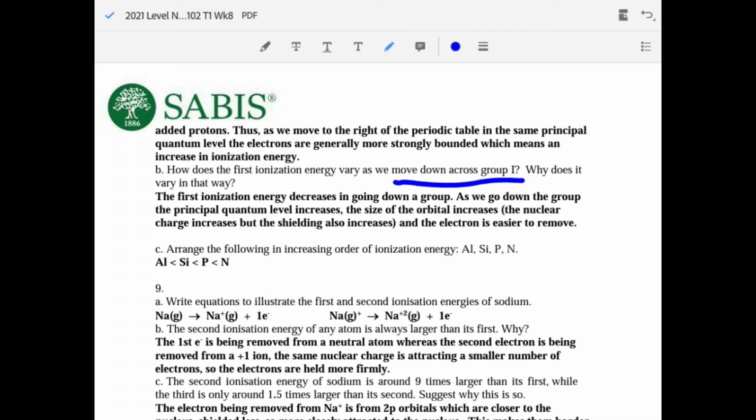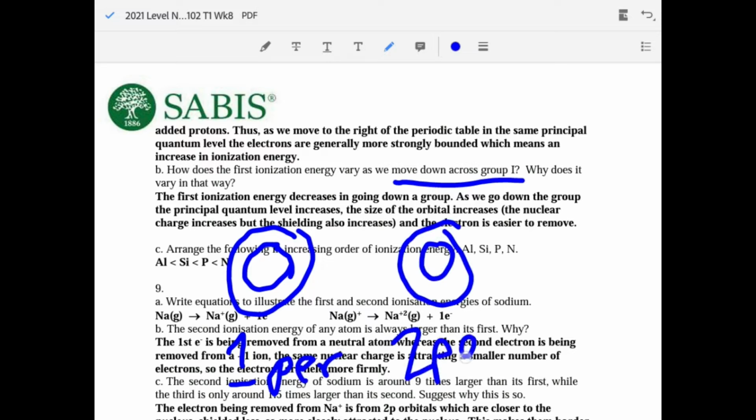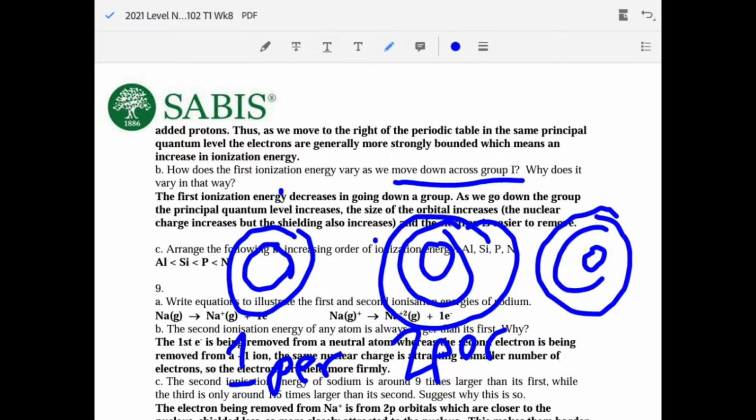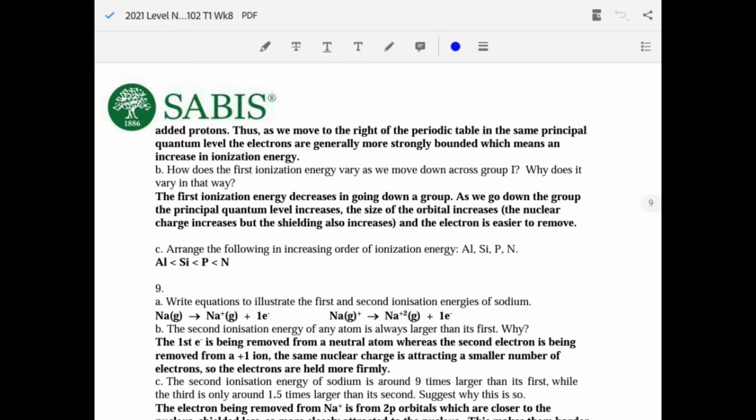And as we move down the group, the shielding increases. So here, the first period, you have, let's say, one shielding, and then second period you have two shielding, and then the valence, and then third period. So as you can see, the electron gets further and further away from the nucleus, and therefore it's less strongly bonded, so it takes less energy, so less ionization energy is required.